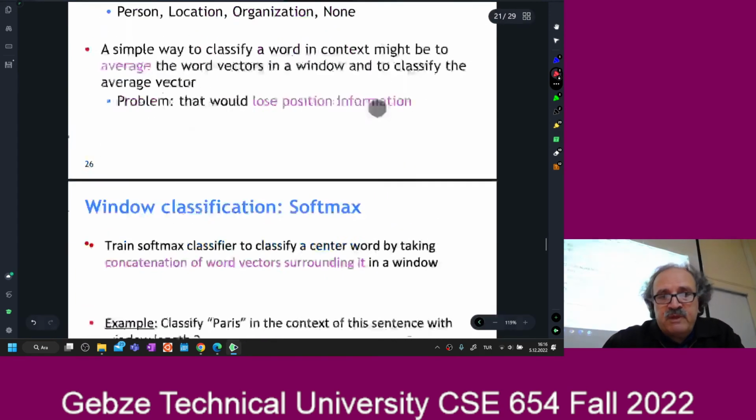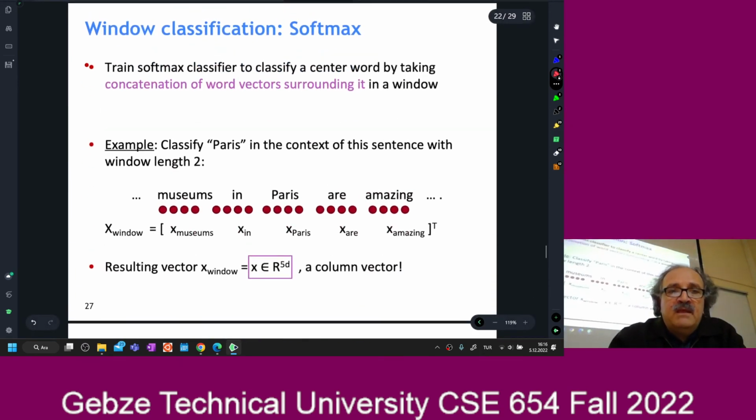So that's what I am going to do. Museums in Paris are amazing. That's the sentence. And I'd like to assign a tag or named entity class to this keyword, the word Paris. Paris could be a location. Sometimes we use Paris as a name. Some people have the name Paris, right? It could be a name too.